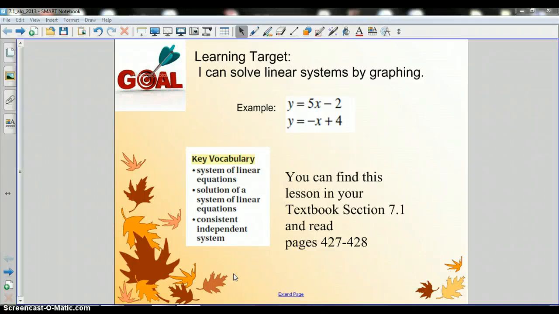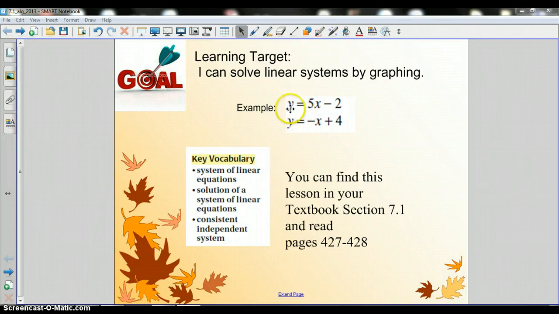Hi everyone, today we're going to be talking about solving linear systems by graphing. That is our learning target for the day, and this is Algebra Chapter 7, Lesson 1. You can find this lesson in your textbook on pages 427 and 428 if you'd like to read the lesson ahead of time, or if you'd like to refer back to the lesson later on and look at some more examples and exercises. There is the key vocabulary: system of linear equations, solution of a system of linear equations, and then consistent and independent system.